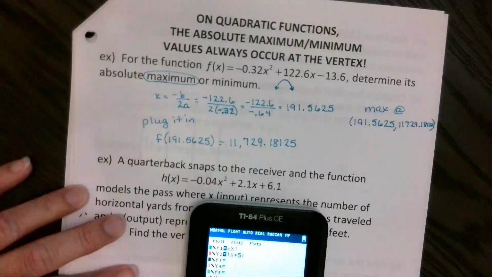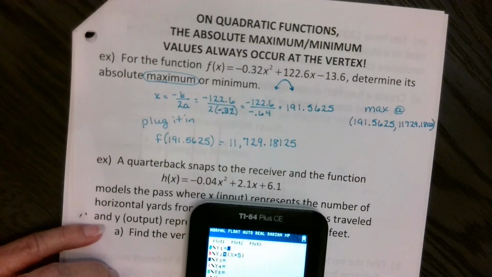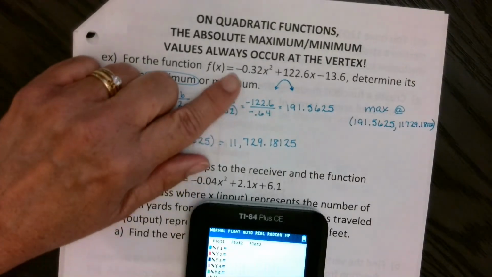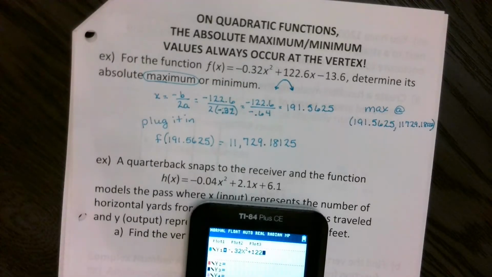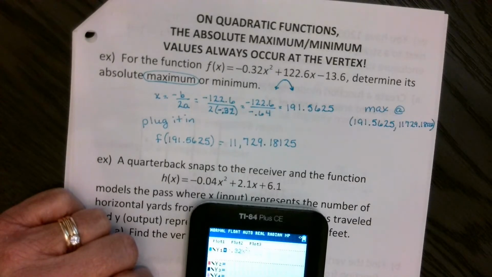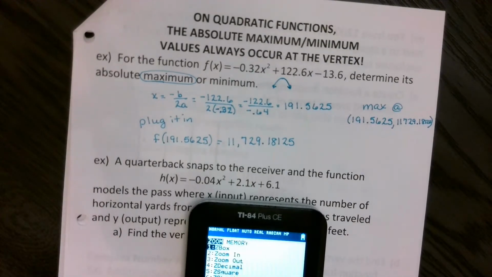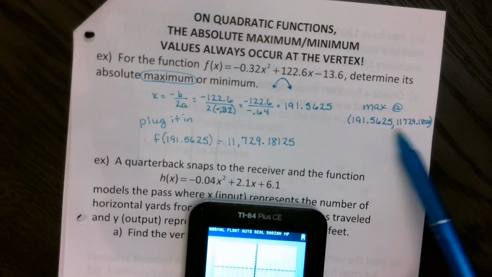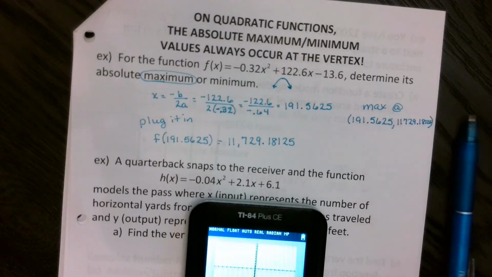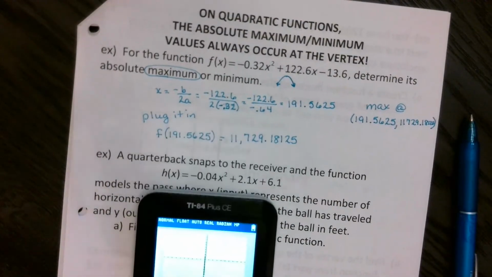Sometimes it's too big. So you go to y equals, I'm going to clear all this out, and I'm going to plug this in, negative 0.32 x squared plus 122.6x minus 13.6. I'm going to zoom 6. I don't know what it's going to look like. I know it's not going to be on here. Part of it is, but you can't see it because it's huge. I think it's going to be too big myself because I can't even get it to show up.